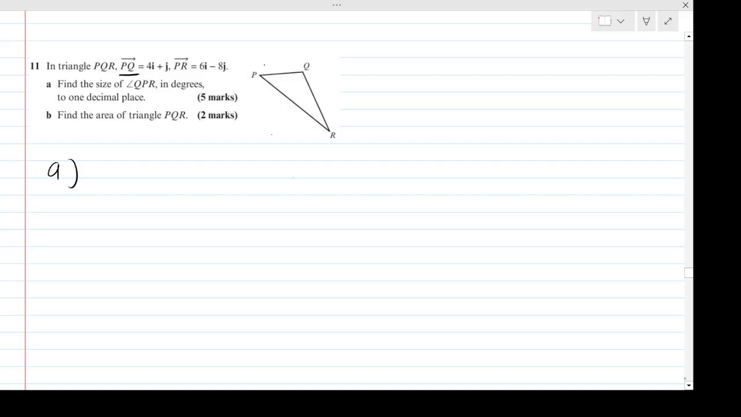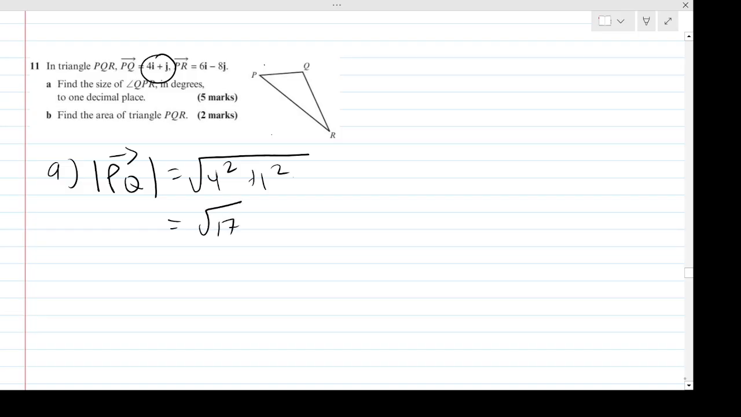It's the magnitude. So firstly, the magnitude of PQ, if PQ is 4i and j, is going to be the root of the i part, so 4 squared, and then the j part. Now that's 1j, there's a hidden 1, so add 1 squared. And then if I put that in a calculator, I get root 17. And that is the length of the vector PQ, which is this side PQ.